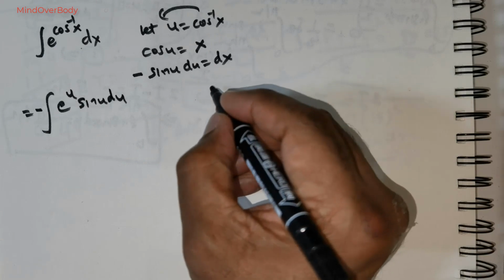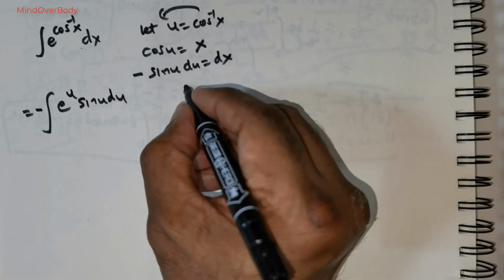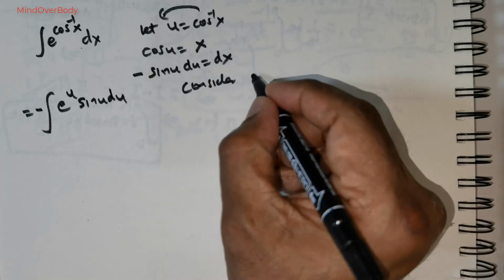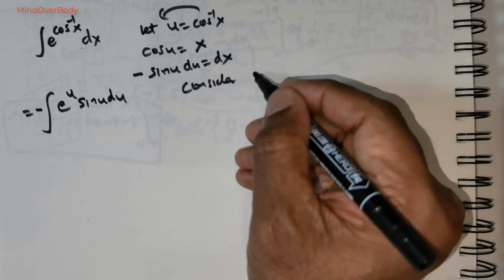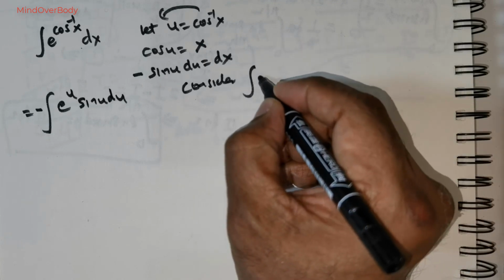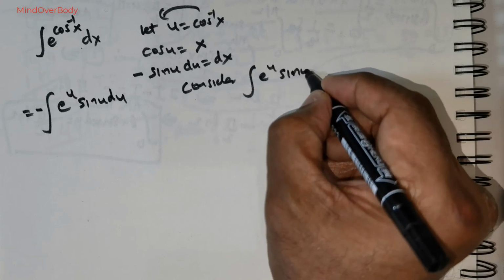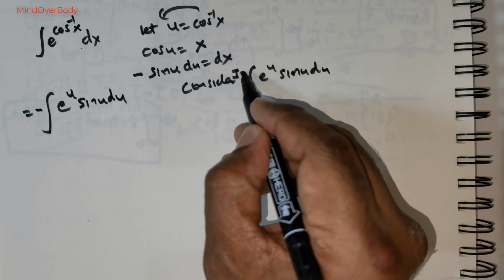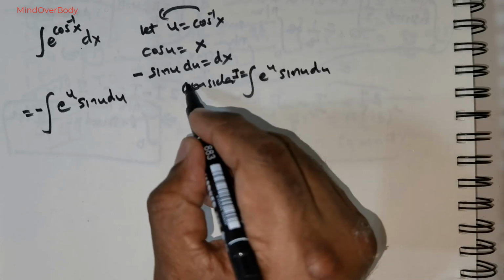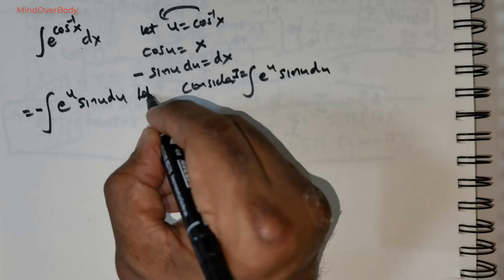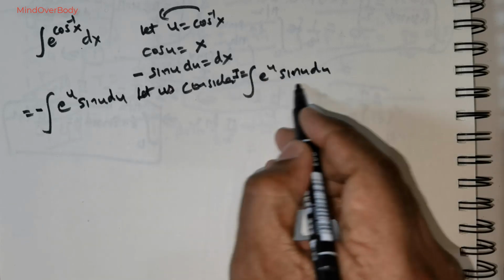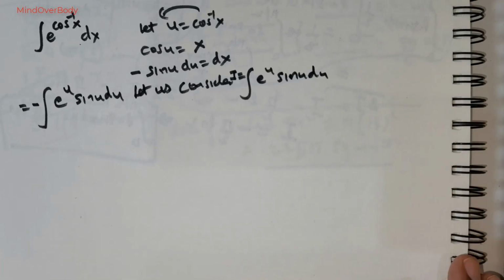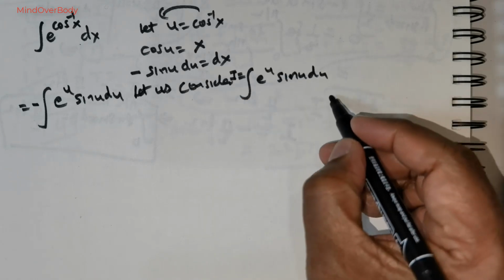Now, I would like to first consider this quantity alone without the negative sign. Consider the integral of e raised to the power of u times sine u du, and let me take that to be equal to I. So let us consider I to be equal to this. Then I would like to utilize integration by parts.